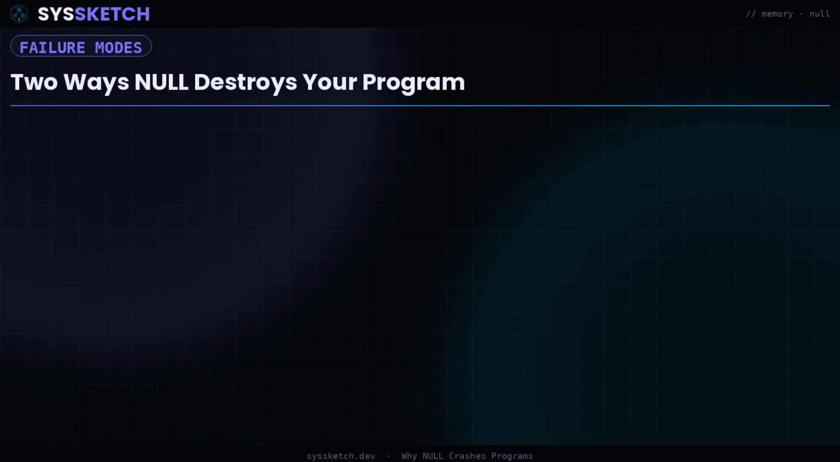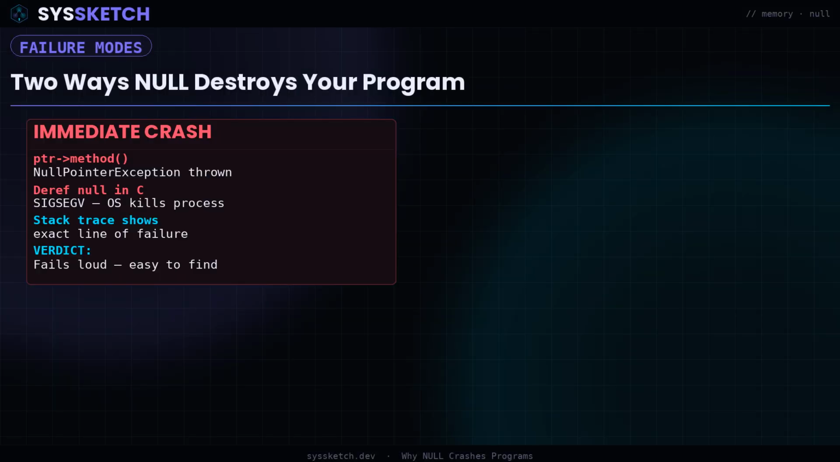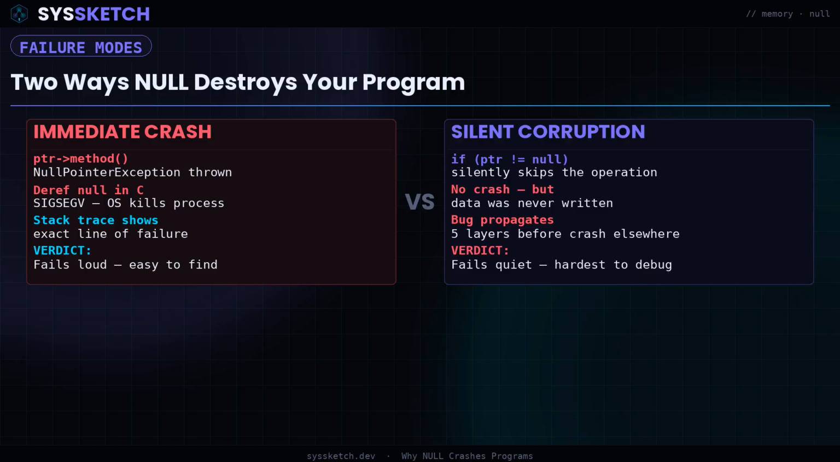The traditional fix is the null check. Before you use a reference, you check whether it is null first. This works when you remember to do it. The problem is that null checks do not compose. Every time a function might return null, every single call site needs its own check. Miss one and you have a latent crash waiting in production.